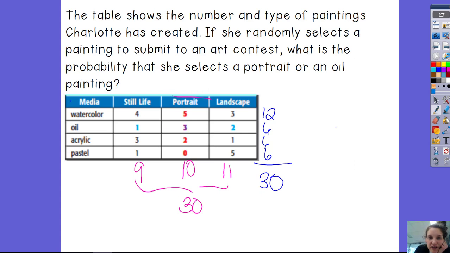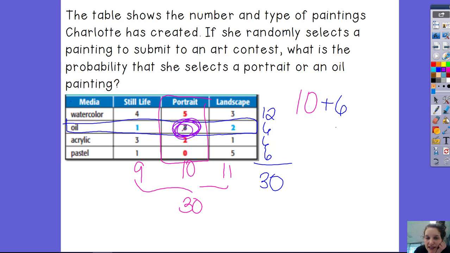In fact, here are all of my portraits. I have 10 portraits. Here are all of my oil paintings. I have 6 oil paintings. And then here's my overlap. I have 3 paintings that are both portraits and oil paintings.